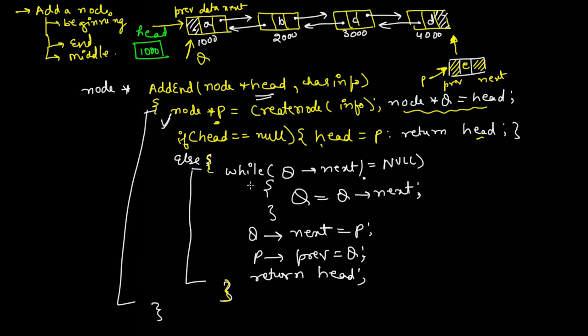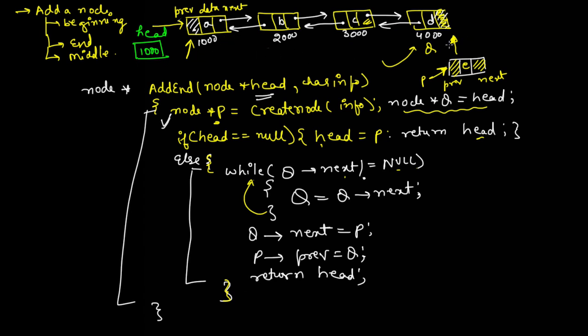Then we do while q of next is not equal to null, that means while this next part of q is not null, we just have to move q to the end. Since this part is not null, q will now point to this position. Again we check that this part is not null, then q will point to the next position. Again we check, this part is not null, then q will point to this position, and in this position the next part is null, therefore q will not move to any other position. This is how you can make pointer q reach the end of the linked list.